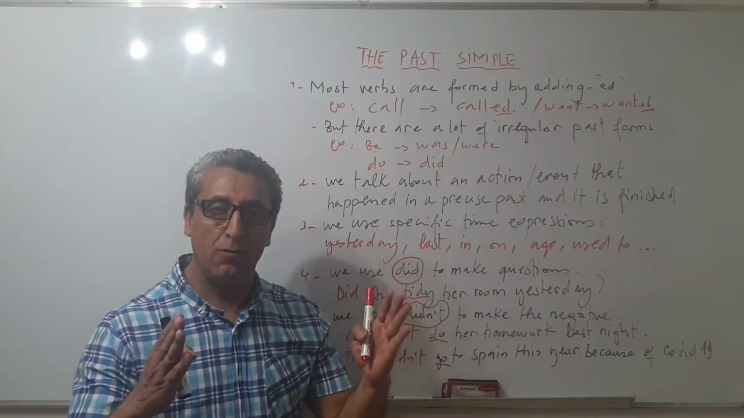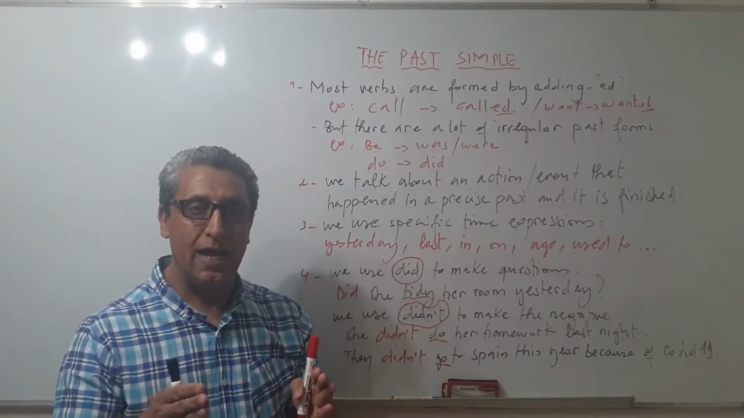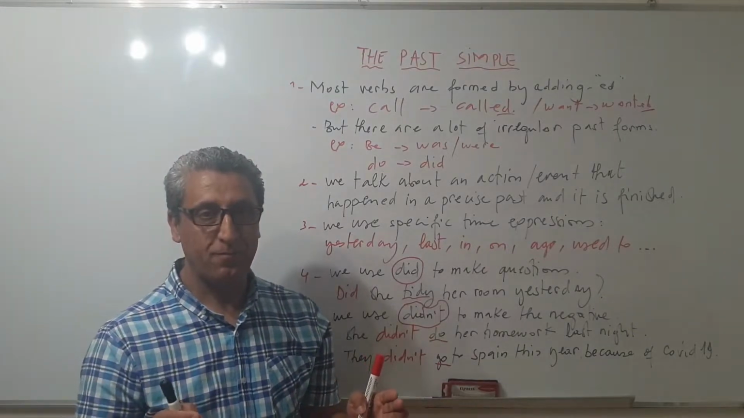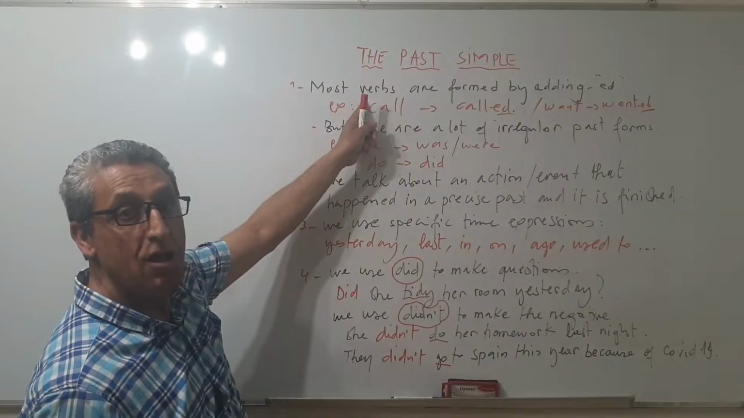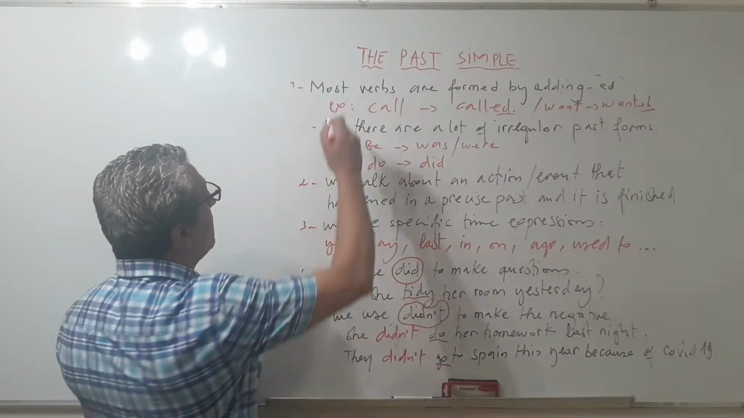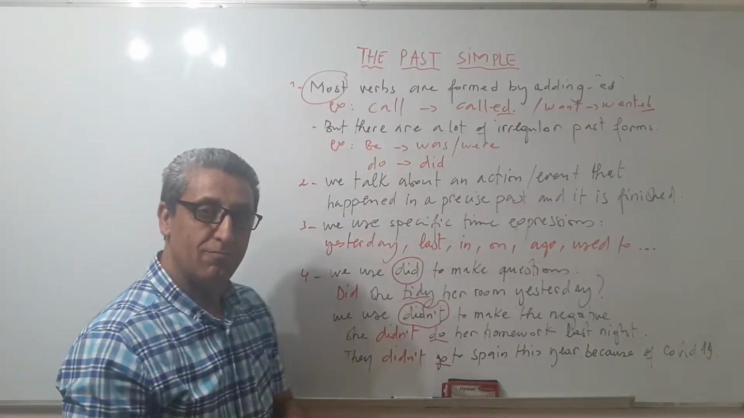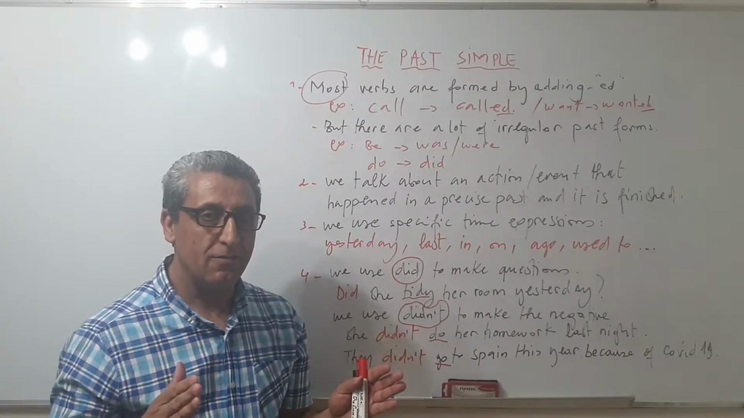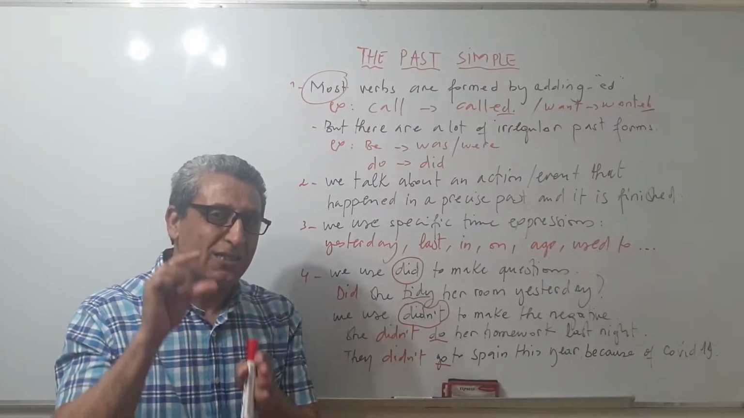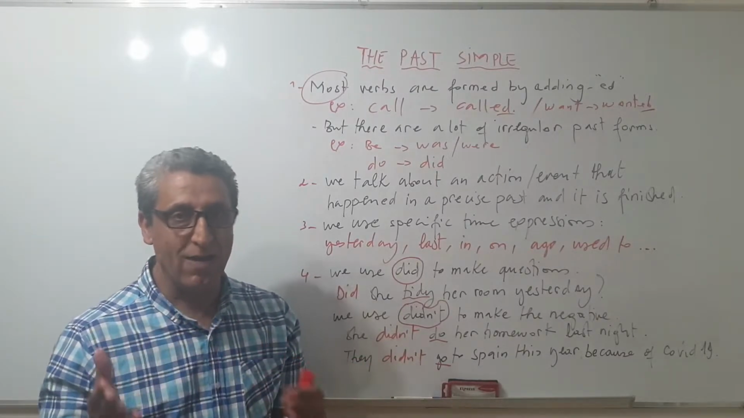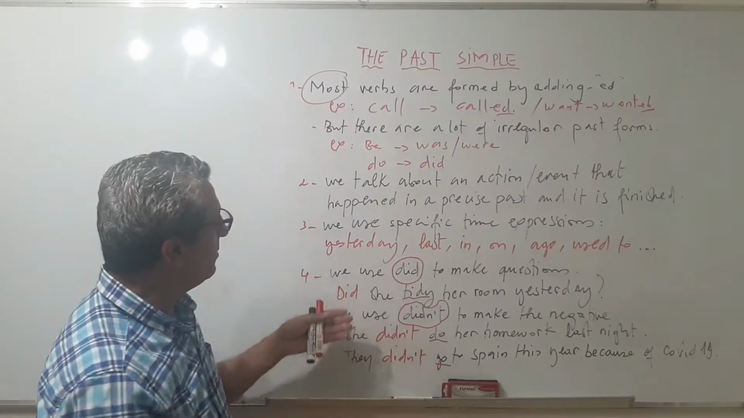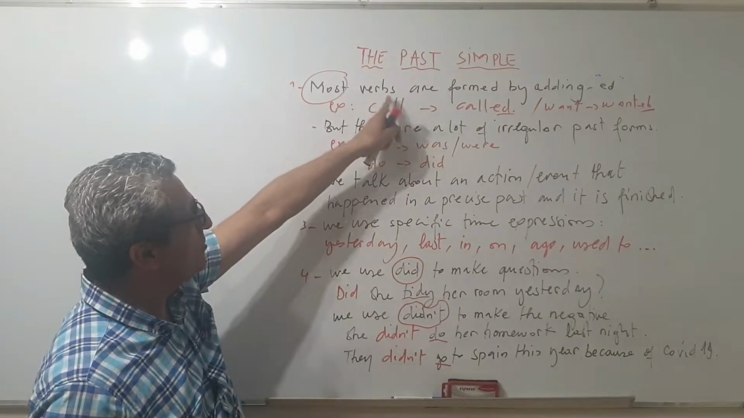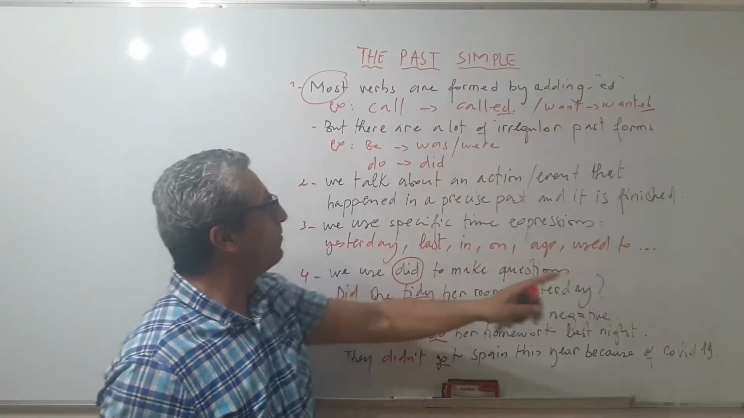In the past simple, you take any verb and you add ed to the verb and you get the past simple. That's why here we have most. Pay attention, here we have most. It's not 100%. Most means the majority. Why? Because we have a tiny number of verbs that are irregular. We'll see this in the next point.